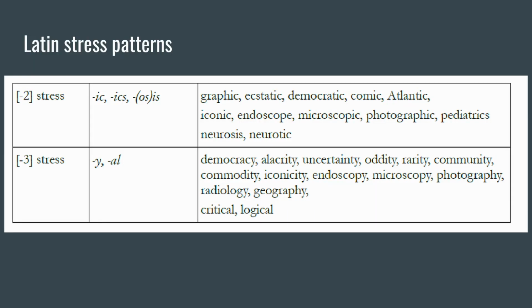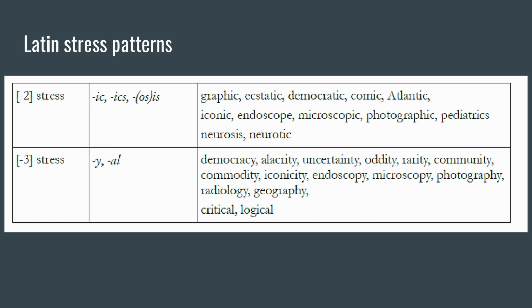Okay, now there are some more Latin stress patterns. These are more reliable. These usually work. You don't have to scratch your head. So there are different Latin stress patterns, and this is the first. Usually you have -2 stress if the word ends in certain suffixes, -ic, -ics, or in scientific words, the -osis and such. So -2 stress on graphic and graphics, comics, democratic, words ending in -ic or -ics, as well as words like neurosis, neurotic.